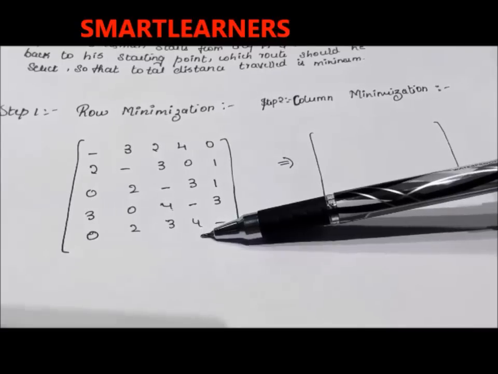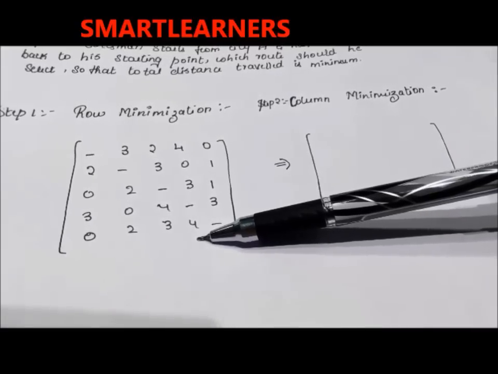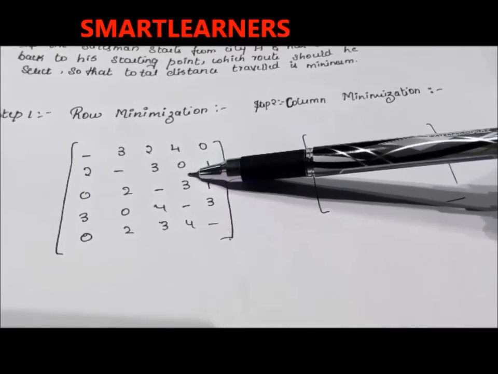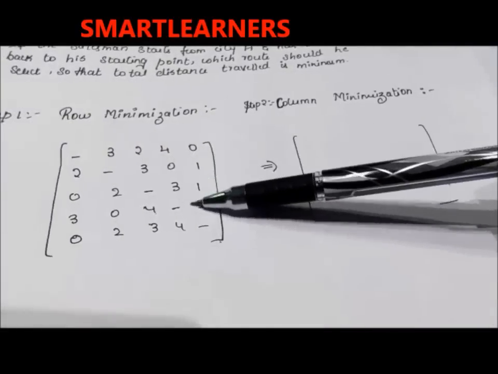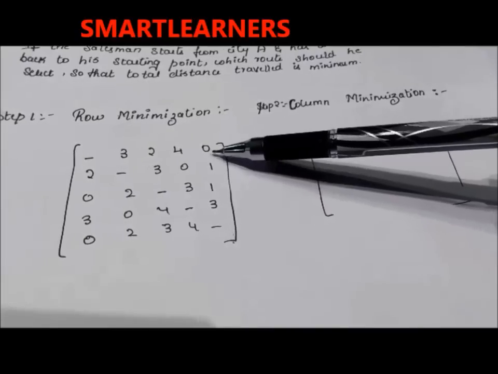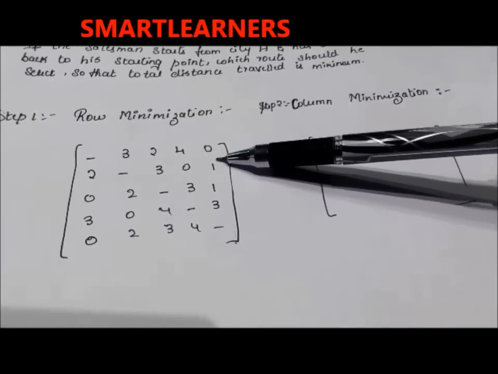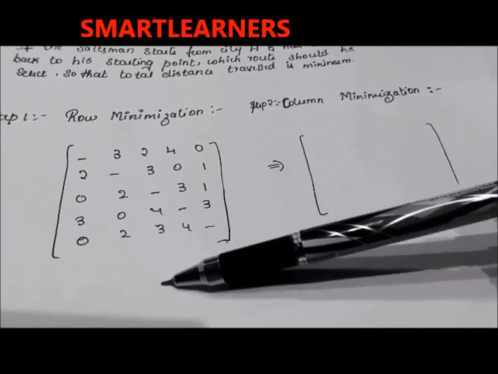Coming back to the fourth column, there is nothing to be done because there is already one 0 present. Talking about the fifth column, there is already one 0 present. So no more column minimization is required for this fifth column. So let's go ahead and do the column minimization for this particular third column.